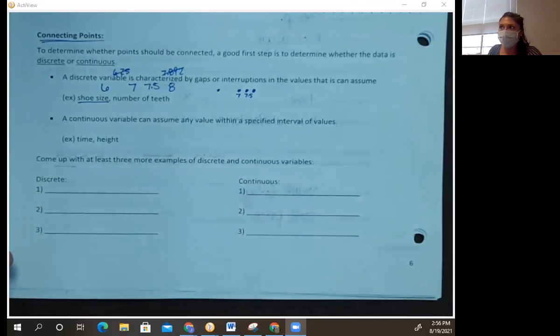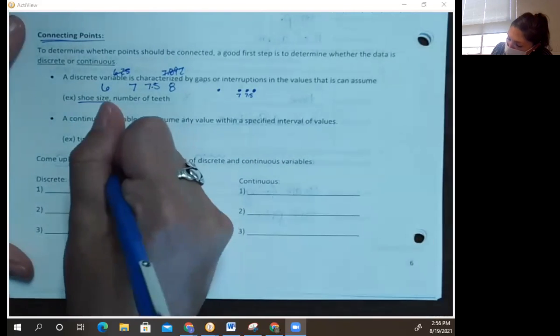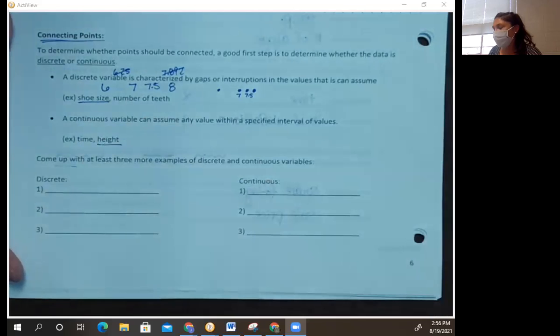Now, continuous variables are values for which I could expect anything within maybe a given range. So one of the options on here is height. Height is a continuous variable. Can you be 5 feet tall? Sure. Can you be 5'8"? Yeah. Can you be 5'8.5"? Could you be 5'8.25"?